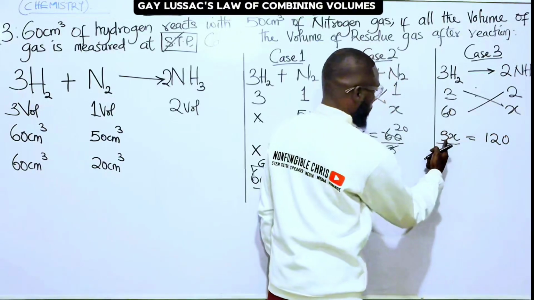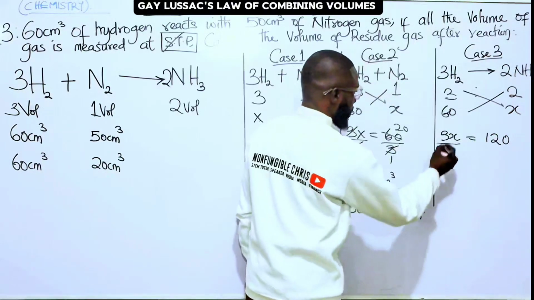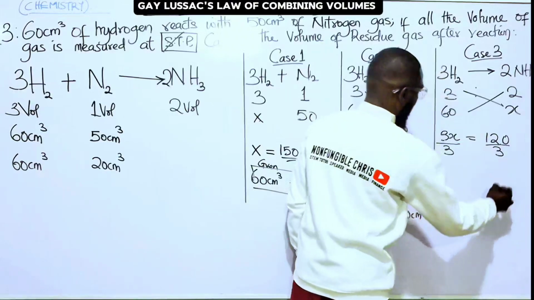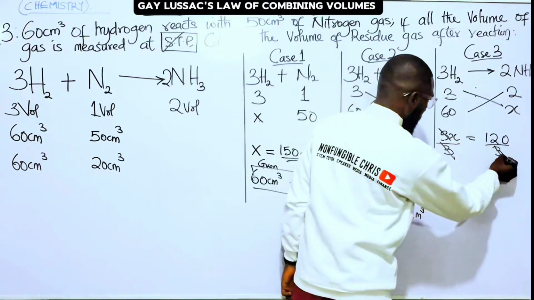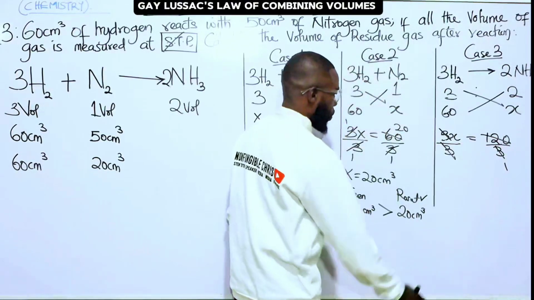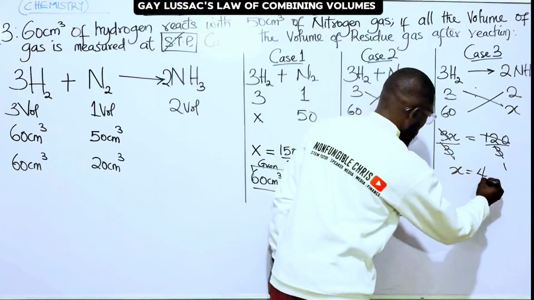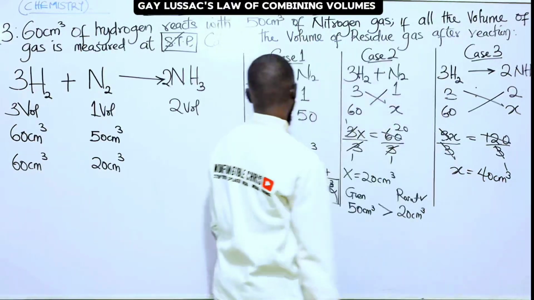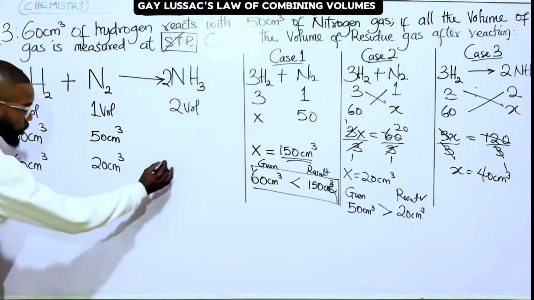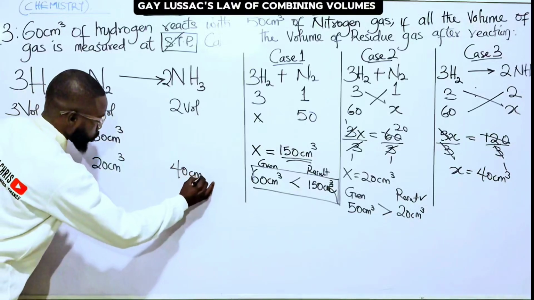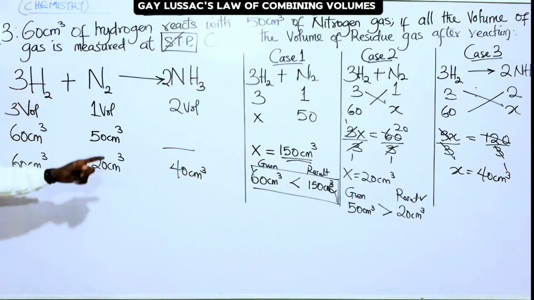3 times x gives us 3x, 60 times 2 is 120. We divide both sides by 3. 3 divided by 3 is 1, and 120 divided by 3 is 40. So the value of x here is 40 cm³. Now we have a value for our result, which is 40 cm³. Remember that we didn't have any value here before, but we have it now.